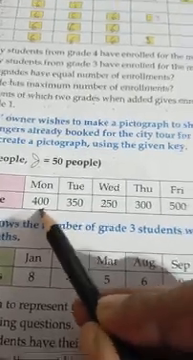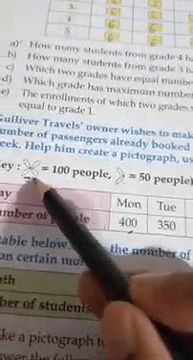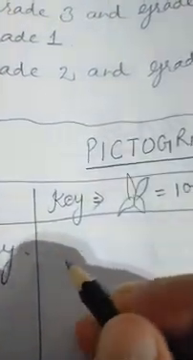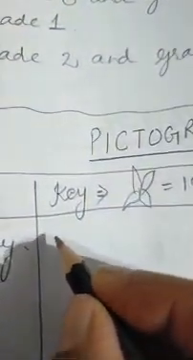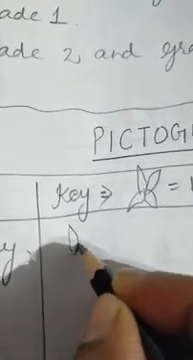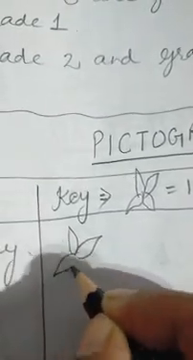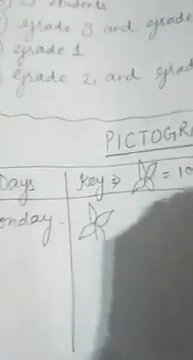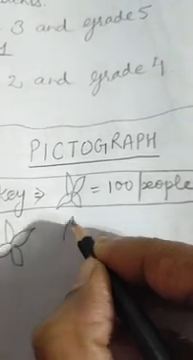In Monday there are 400 people, so we will draw these 4 flowers. These 4 flowers we will draw. Like this, 1 flower means 100 and we have to show 400.